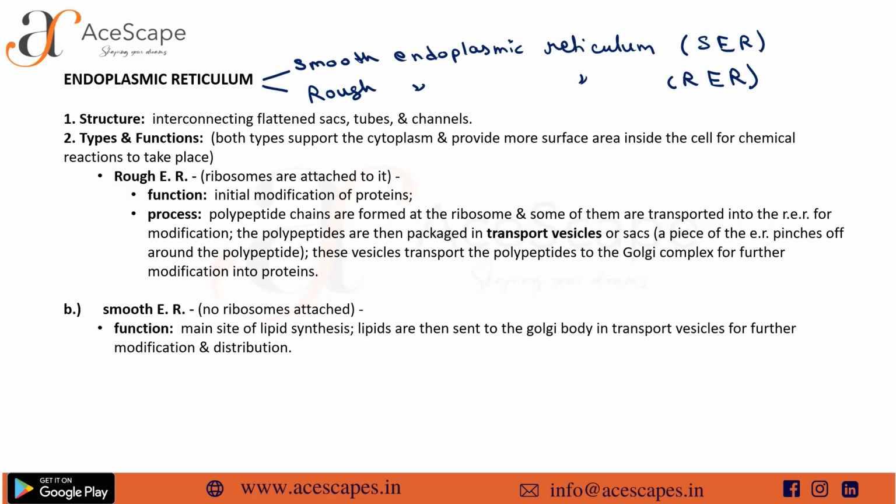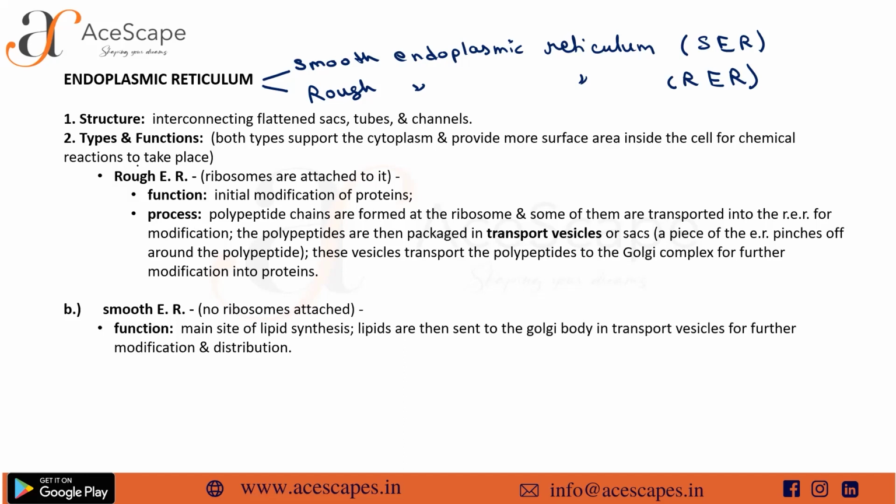So the structure: they're interconnecting flattened sacs, tubes, and channels. Both types, smooth and rough, support the cytoplasm and provide more surface area inside the cell for chemical reactions to take place. The main function of these organelles is that they are involved in protein synthesis, transport, modification, storage, and secretion. They do a lot of things.